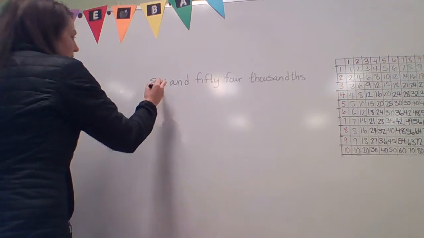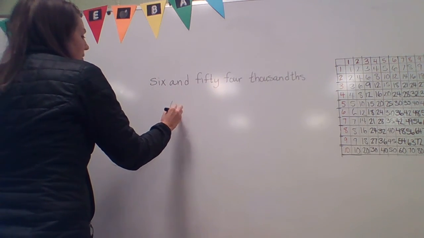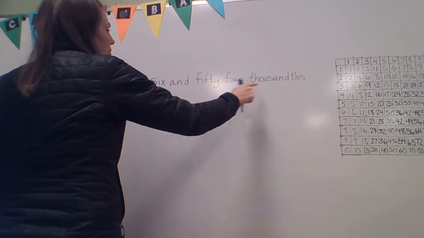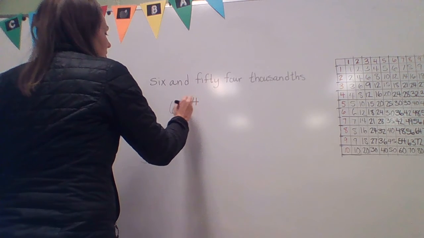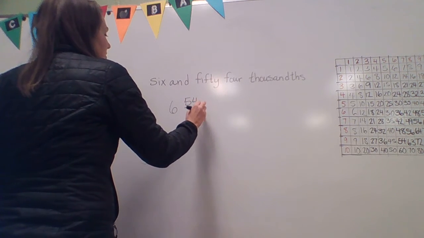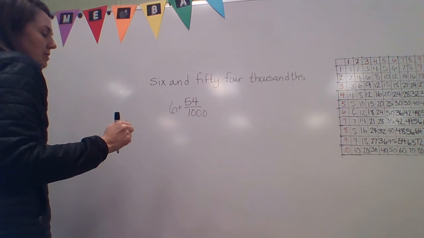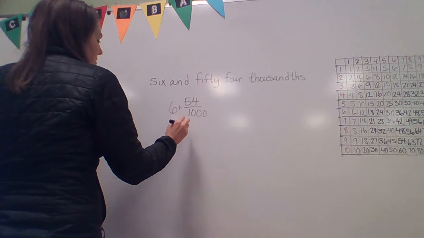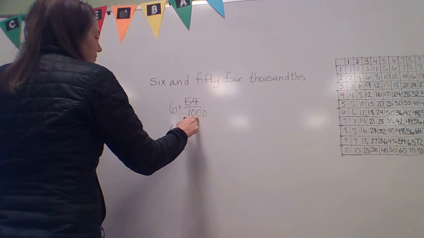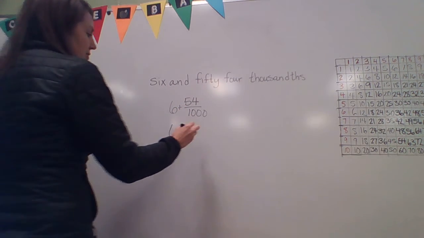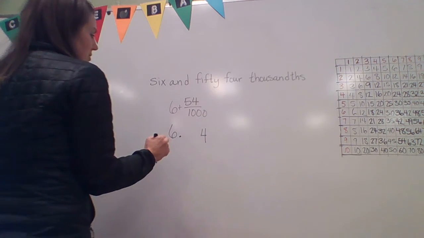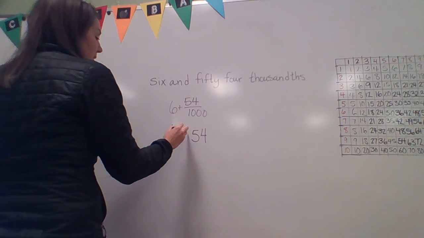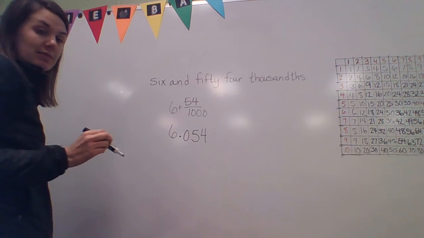I'm going to think of that as 6. My and is going to be like my decimal point, but I'm not quite ready to go there yet. 54 thousandths. Okay, so 6 and 54 thousandths. Or I could write it as 6 and I'm going to have 54 thousandths. So that means my 4 is going to be in my thousandths place. My 5 is going to be in my hundredths place, but then I need a filler for my tenths place.